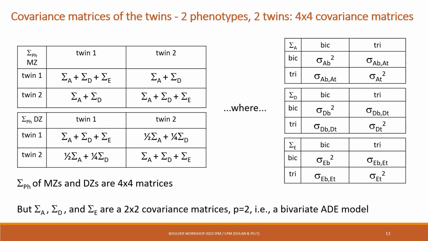So far I've discussed the covariance matrix for triceps and biceps, but I've not referred to twins. What we're going to do is use the classical twin design to obtain estimates of sigma A, sigma D, and sigma E. That requires us to expand the model from a 2x2 matrix to a 4x4 matrix, two phenotypes measured in twins. So that's what you see here: the phenotypic covariance matrix for the MZs, top left, and for the DZs, bottom left.